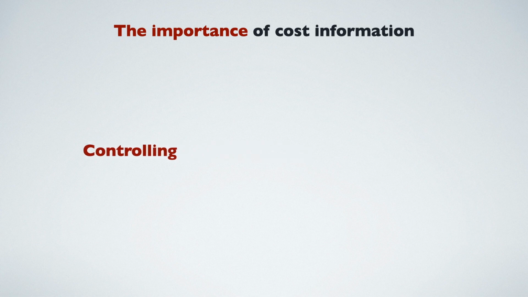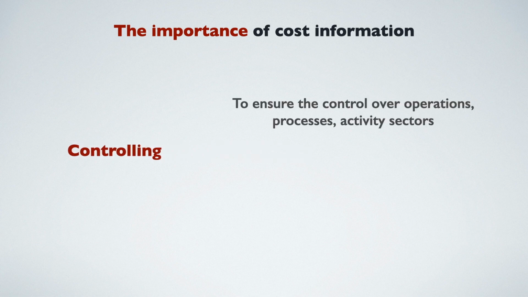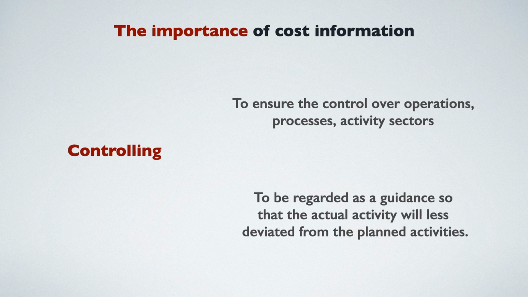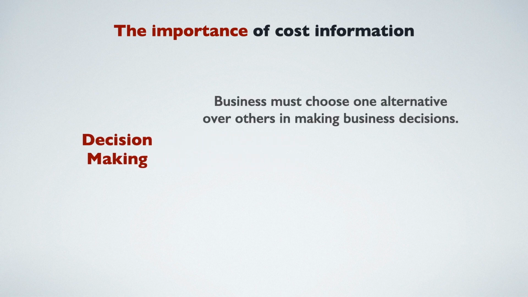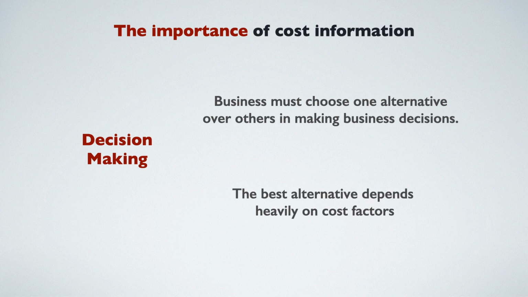Controlling. The cost information will be regarded as part of the control system which will control and guide. Decision making. Often business faces difficulties in decision making. By focusing on relevant costs, the decision making comes easier to choose between alternatives.